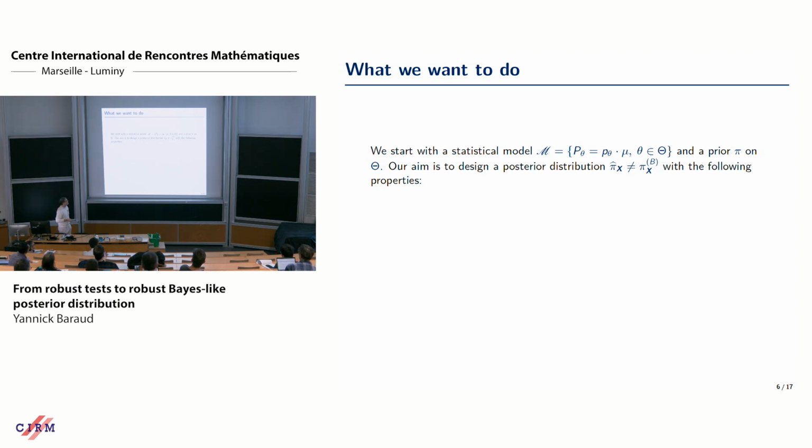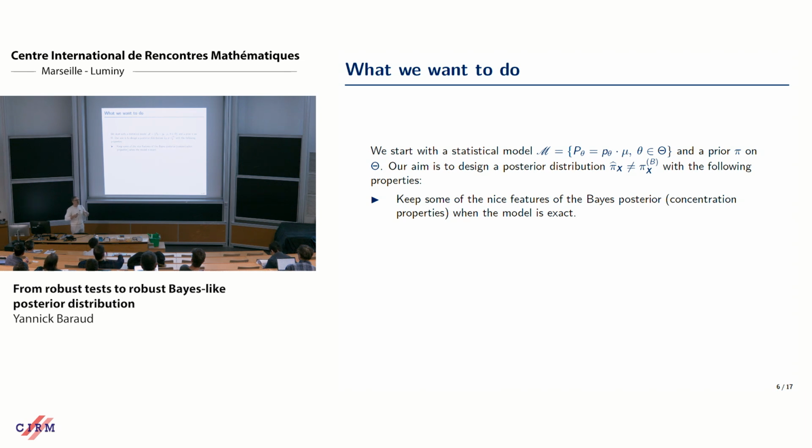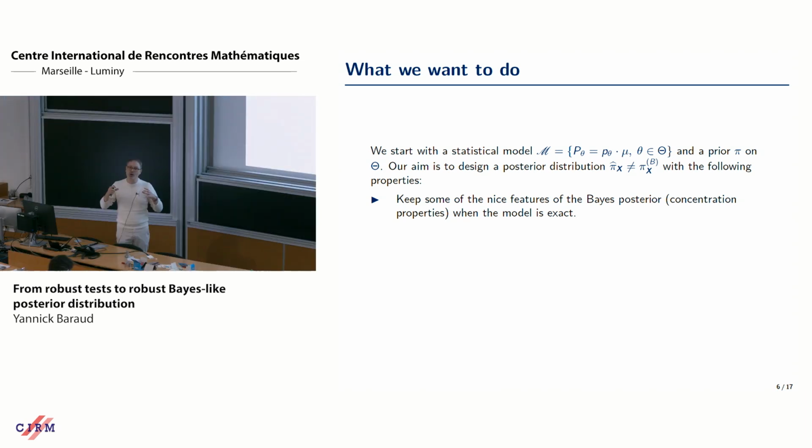So what are those properties? First of all, we want to keep some of the nice features of the classical Bayes posterior distribution. In particular, I want to keep the feature that if my statistical model is parametric, regular, and I have a nice prior on it, this new posterior distribution also concentrates most of its mass on this ellipsoid. This is a nice property I would like to keep.